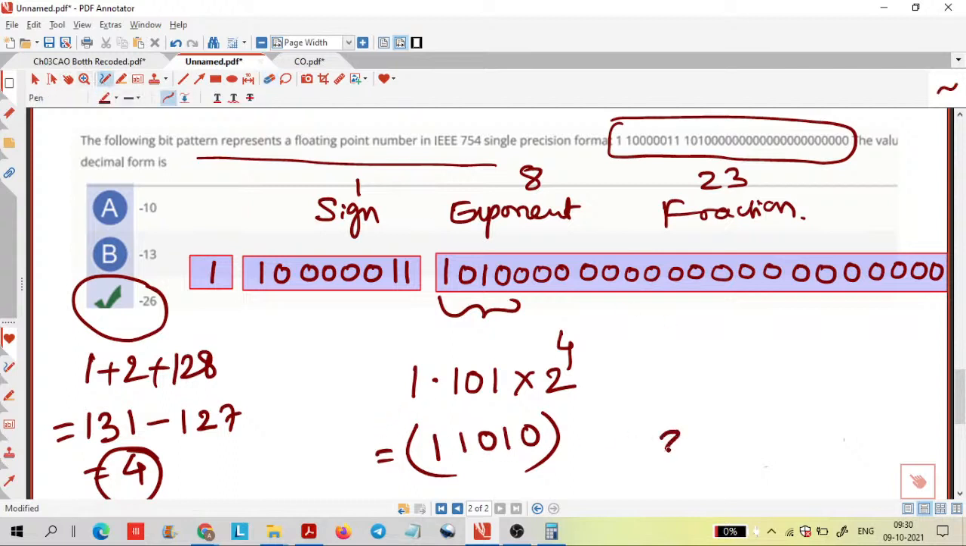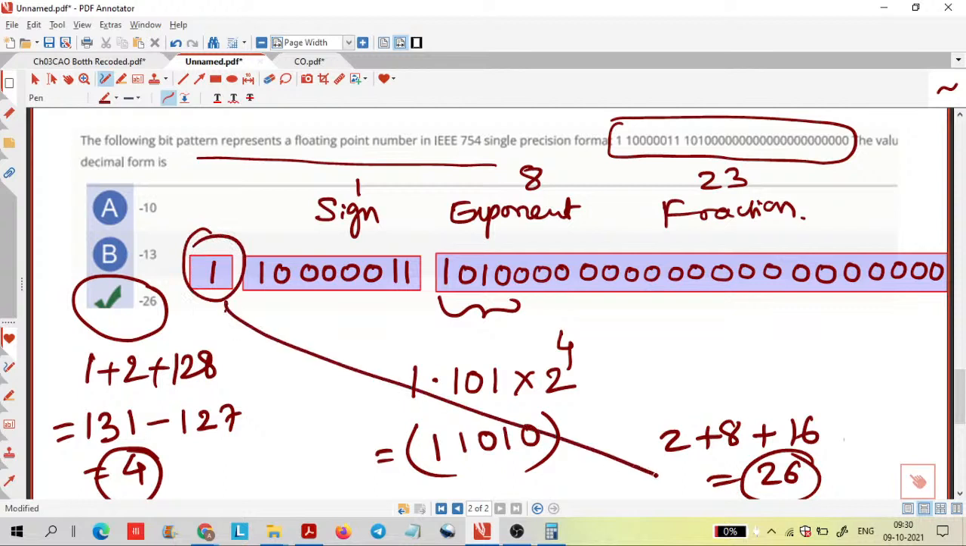0 1, 2 3 3 means 8 4, 24 26. And what is the sign here? Negative, so it indicates minus 26.